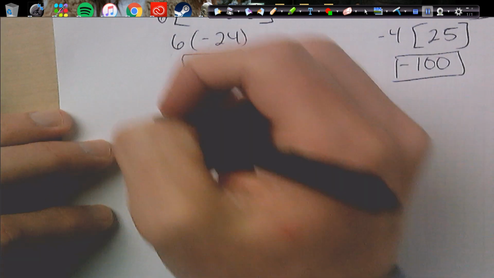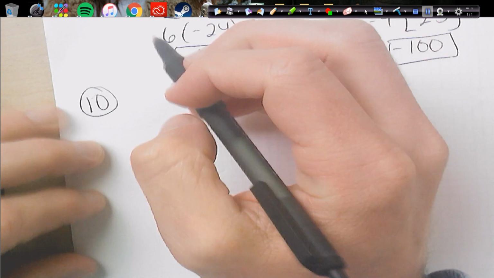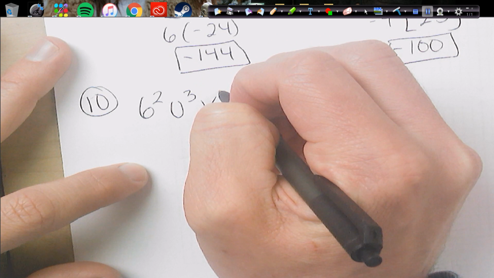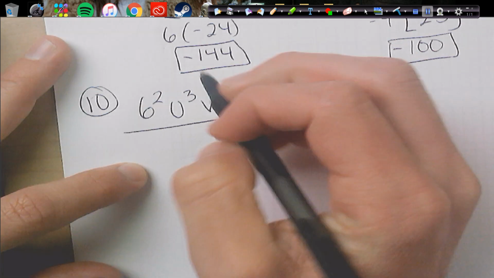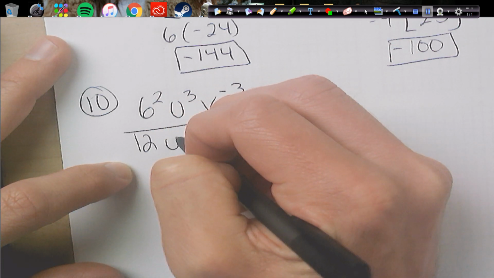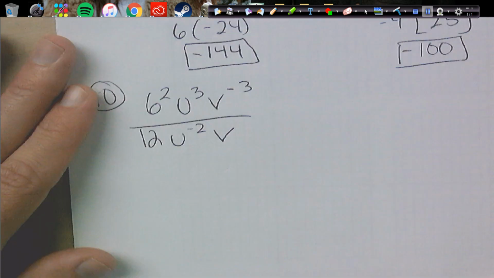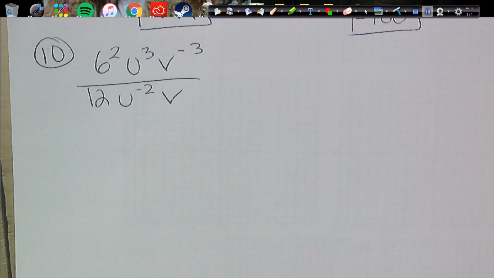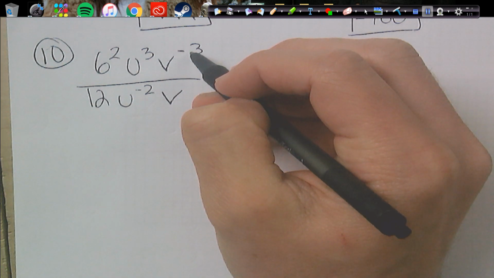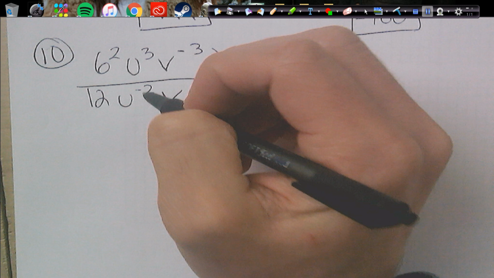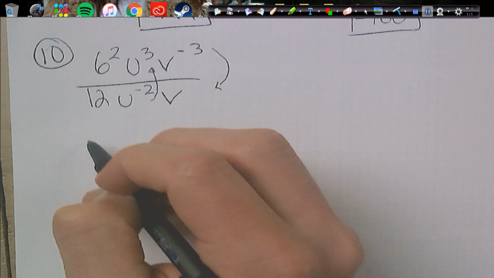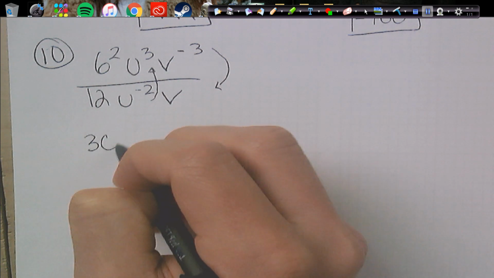Number 10, so we're moving away from PEMDAS type problems, moving towards exponents. So first with exponents, we want to get rid of any negative exponents. So here we have a negative 3, so we want to move that to the bottom. And we have a negative 2, we want to move that up to the top. At the same time, we're going to evaluate 6 squared, which is 36.